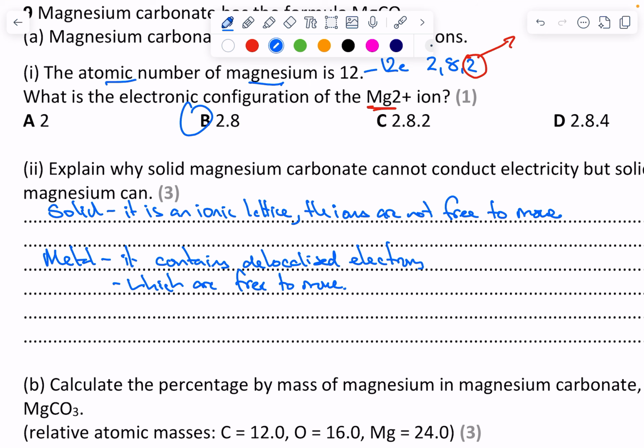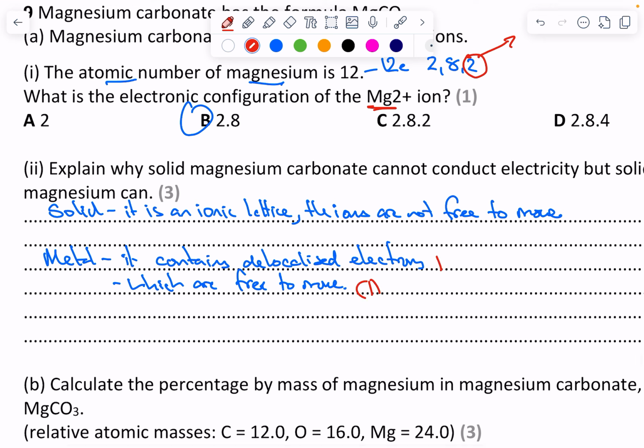Marks wise, there's 3 marks in there. So to get the marks here, you're going to get a mark for that one, a mark for that statement, and a mark for that statement.